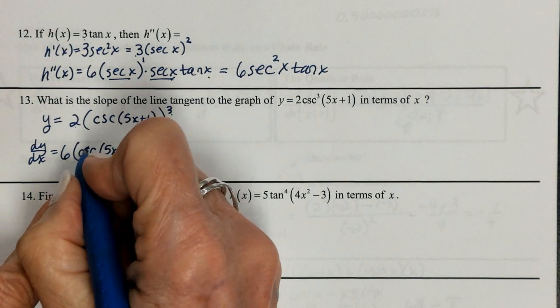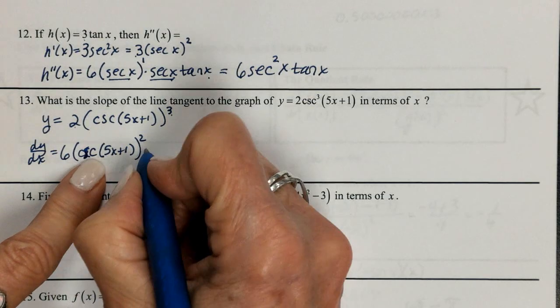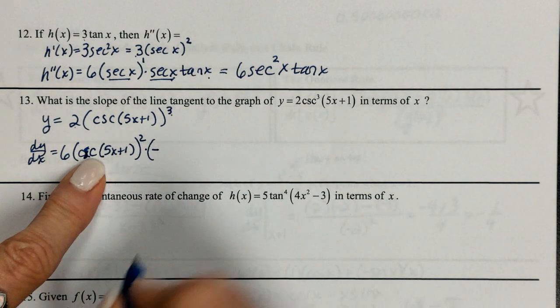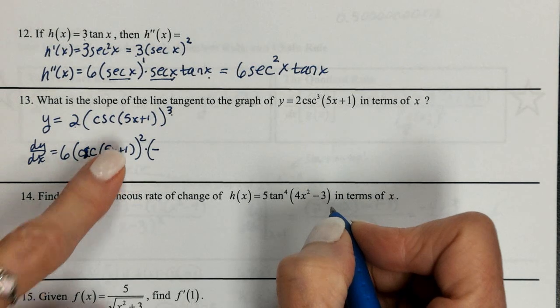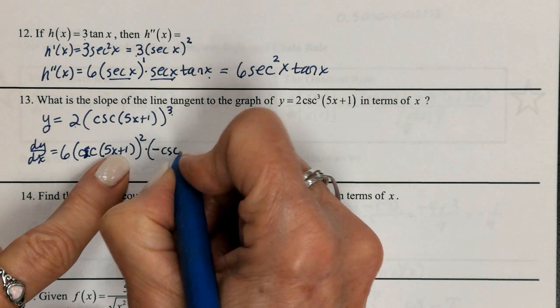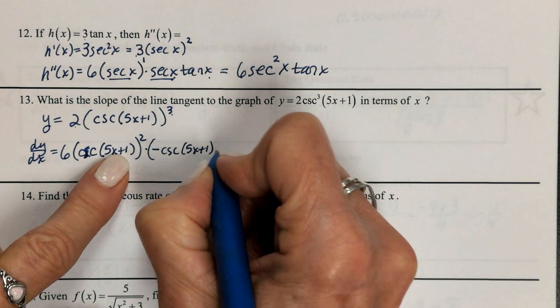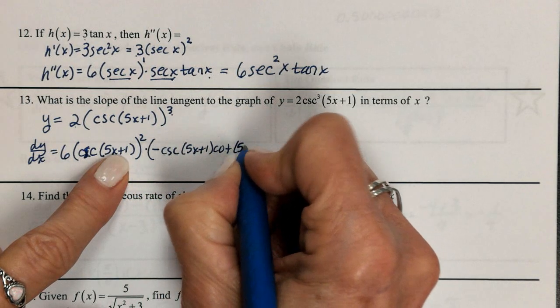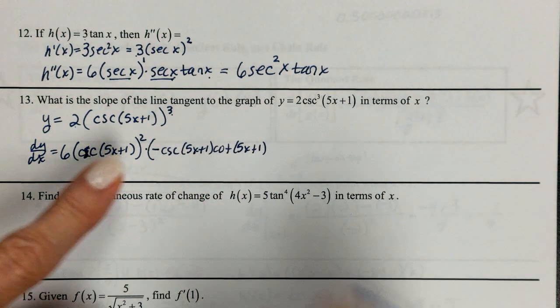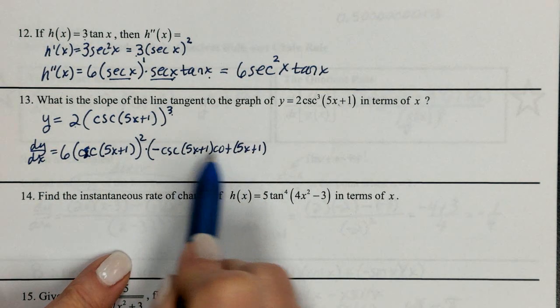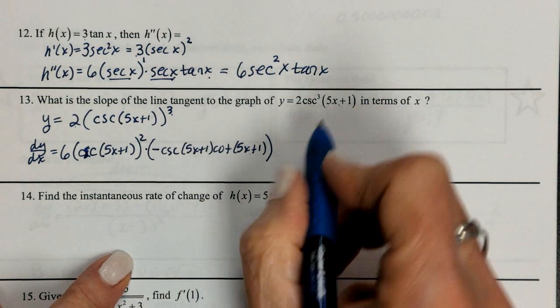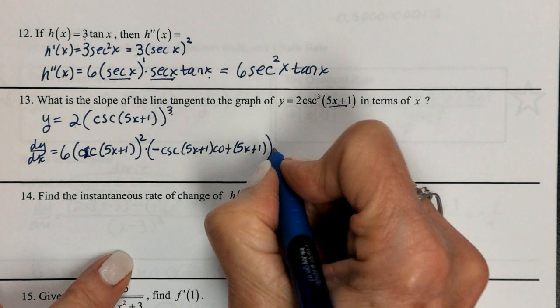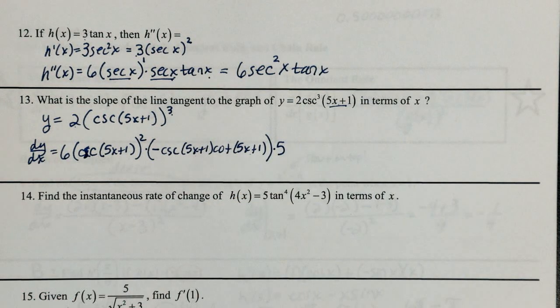So the derivative of cosecant is negative cosecant cotangent, but we always keep the argument. So cosecant 5x plus 1, cotangent 5x plus 1. Whatever was the argument stays the argument. The last thing you always do is take the derivative of the argument. Always do. Once you take the derivative of the argument, you're done.